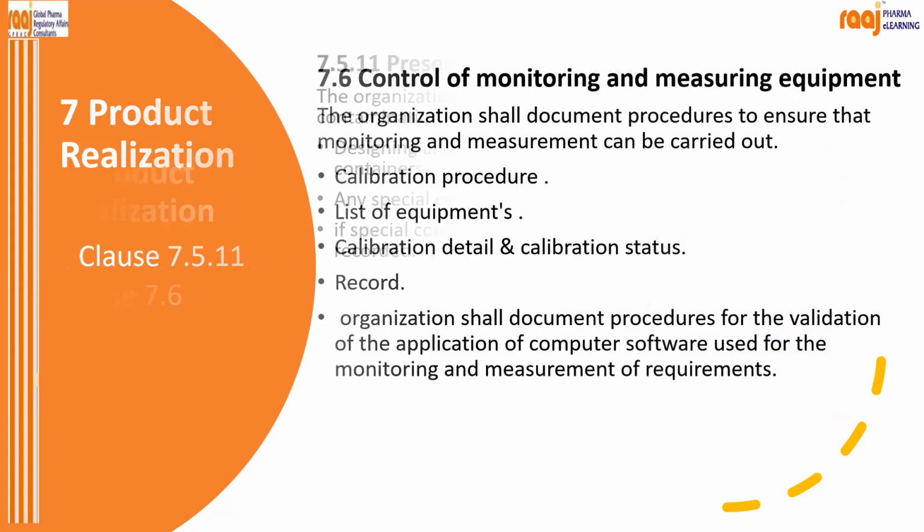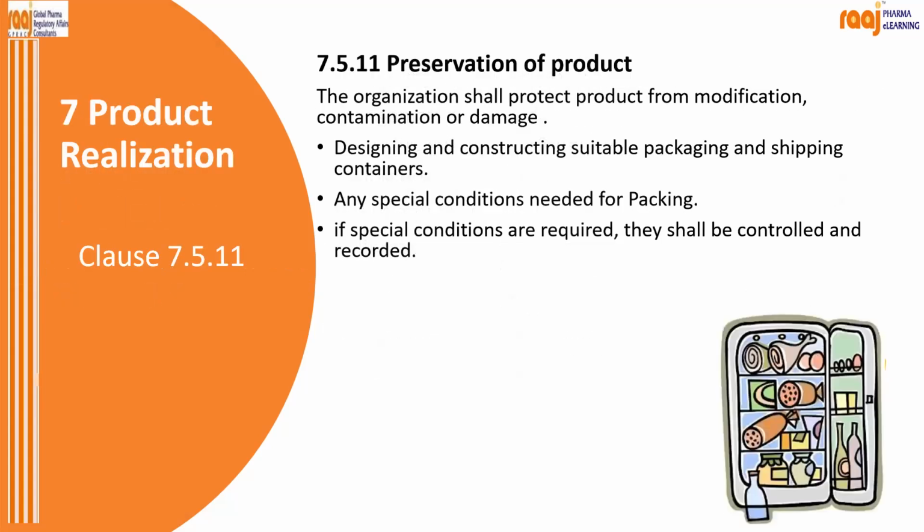Then come to 7.11, preservation of product. The organization shall protect product from modification, contamination, or damage by designing and constructing suitable packaging and shipping containers. Any special condition needed for packing: if special conditions are required, they shall be controlled and recorded.